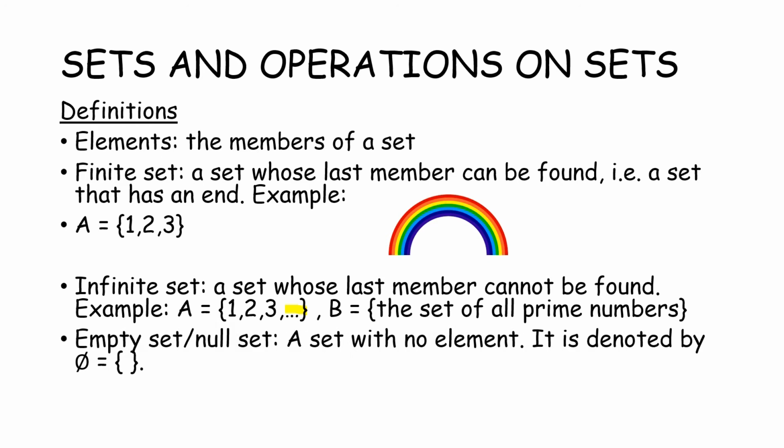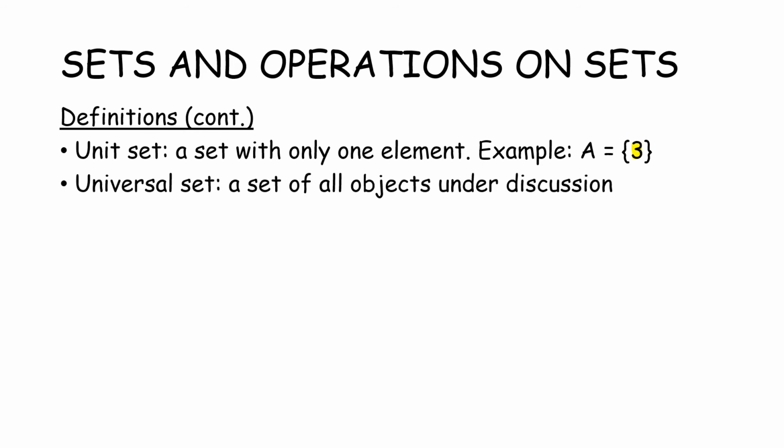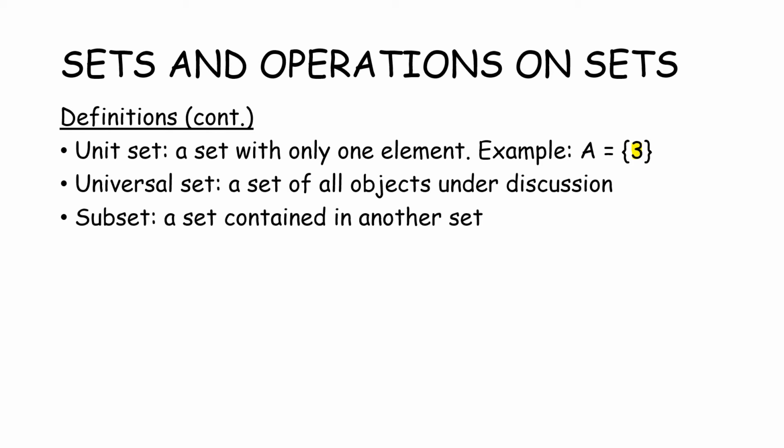Next, we have an empty set or a null set. As the name implies, an empty set is a set with no element, and it's denoted by the null symbol here. Next, we have a unit set. A unit set is a set with only one element. For example, the set A is equal to 3. A universal set is a set of all objects under discussion. We'll see this later on in an example. A subset is a set contained in another set.